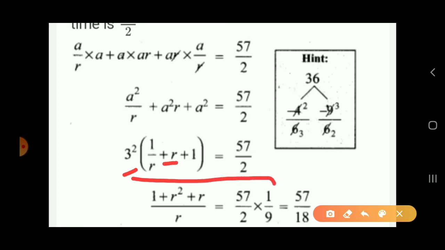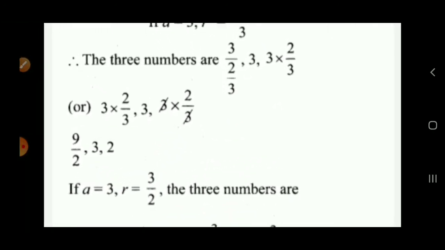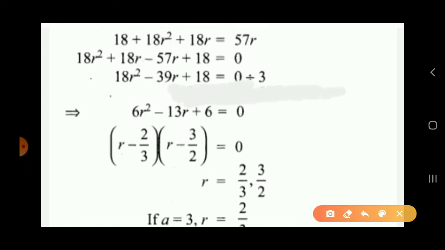So 3 square is 9, and the 9 goes across as 1 by 9. Now we can do the cross multiplication, so 1 plus R square plus R by R equals 57 by 2 into 1 by 9. Multiplying, 57 into 1 is 57, and 2 nines are 18, so 57 by 18. Doing the cross multiplication, we get 18 plus 18R square plus 18R equal to 57R.